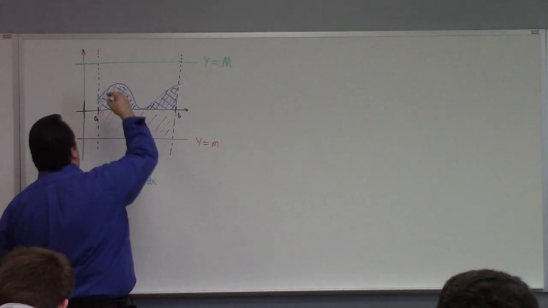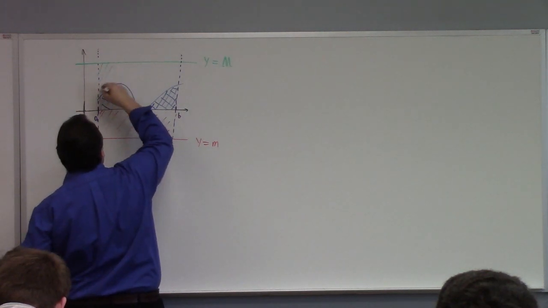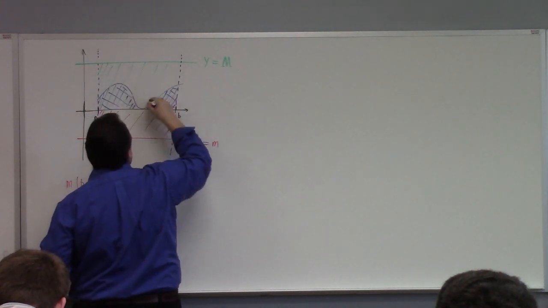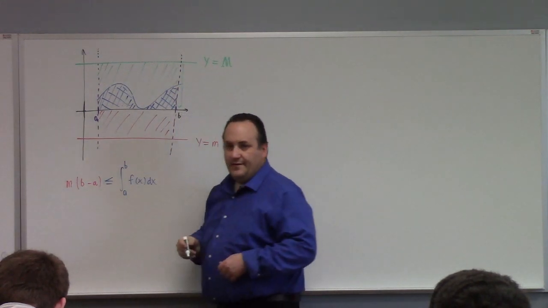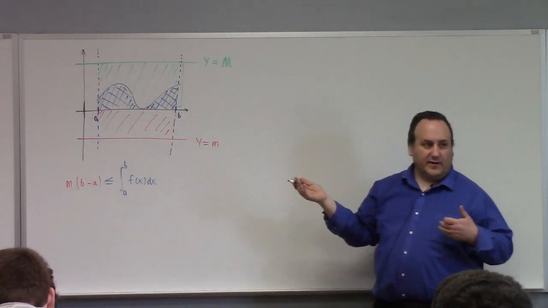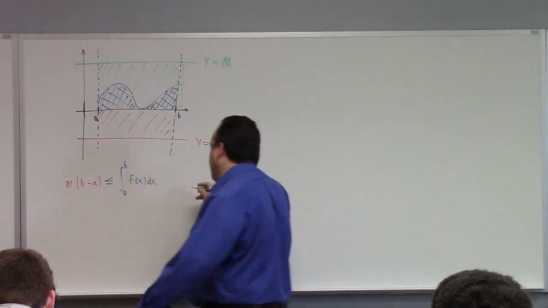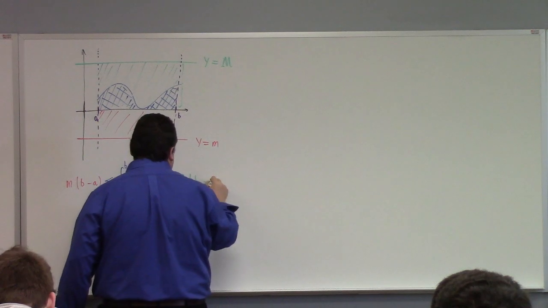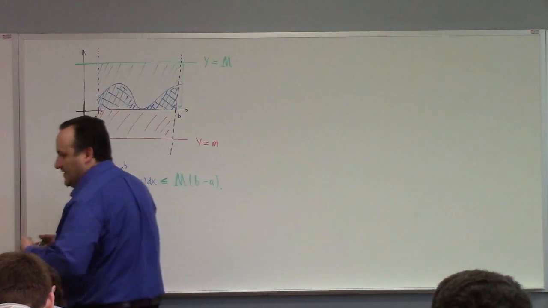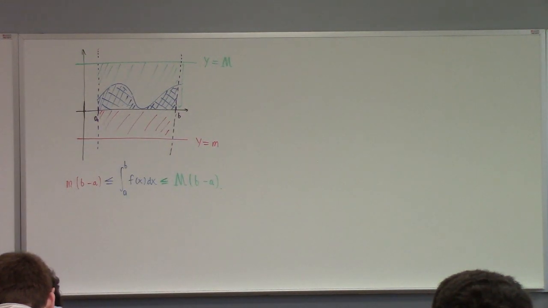If we look at the area of the big rectangle, it goes all the way from here to here. That's b minus a times big M, right? So we've got big M times b minus a, and that's all that 3 says. Okay? Does that make sense so far? Yeah.